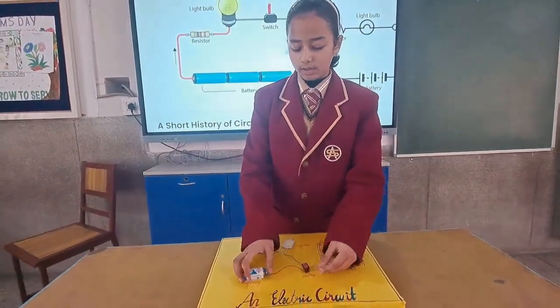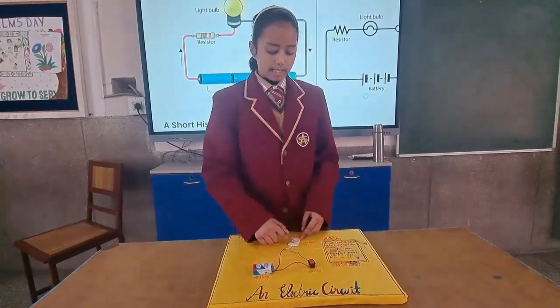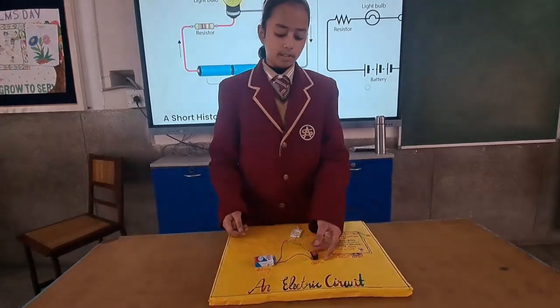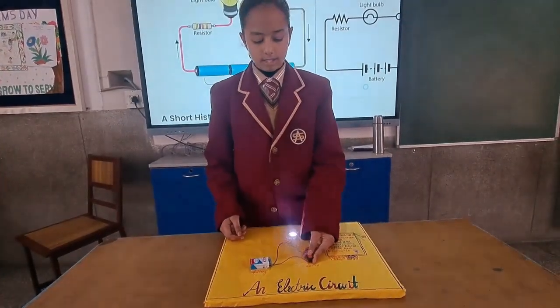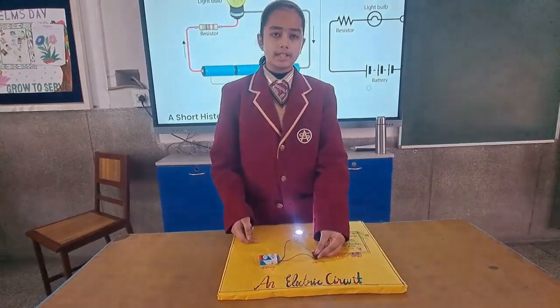But when there is no gap between the battery and wires, it is a closed circuit. The LED or bulb will glow in it. Like, I turn on the switch and it glows. So that is my project.